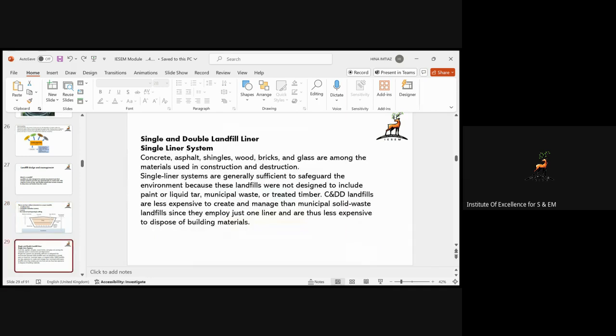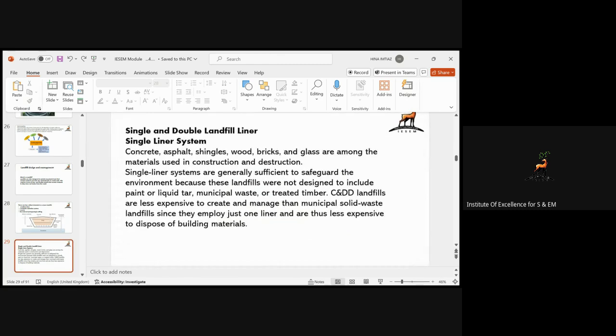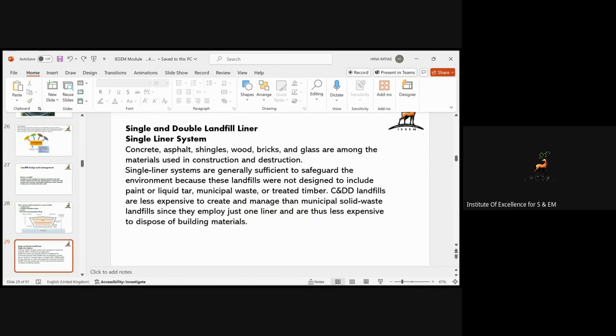So first is the single liner. Single liner systems are made up of concrete, asphalt, shingles, wood, bricks, and glass, which are among the materials used in construction or demolition. So single liner systems are generally sufficient to safeguard the environment. Basically, a liner is a separation between the environment and the waste. So it depends upon the type of the waste, whether you want to install the single liner or the double liner or the composite liner.